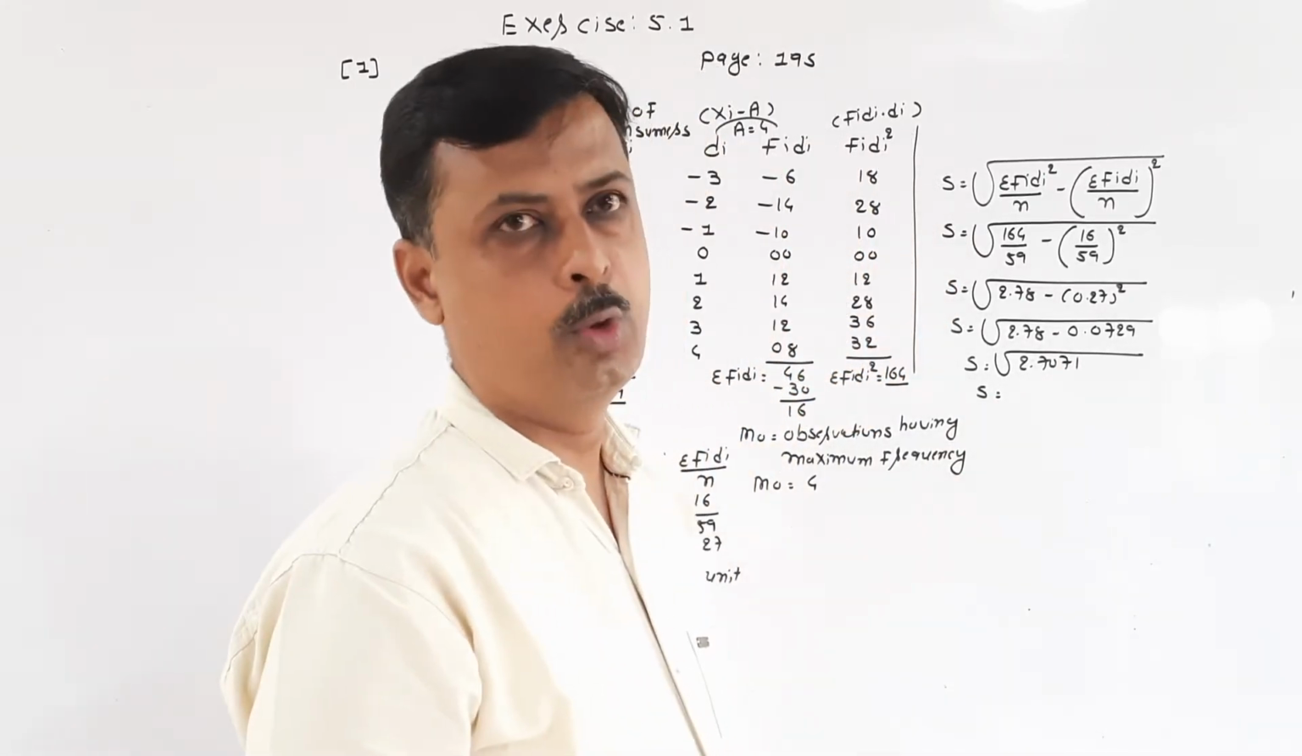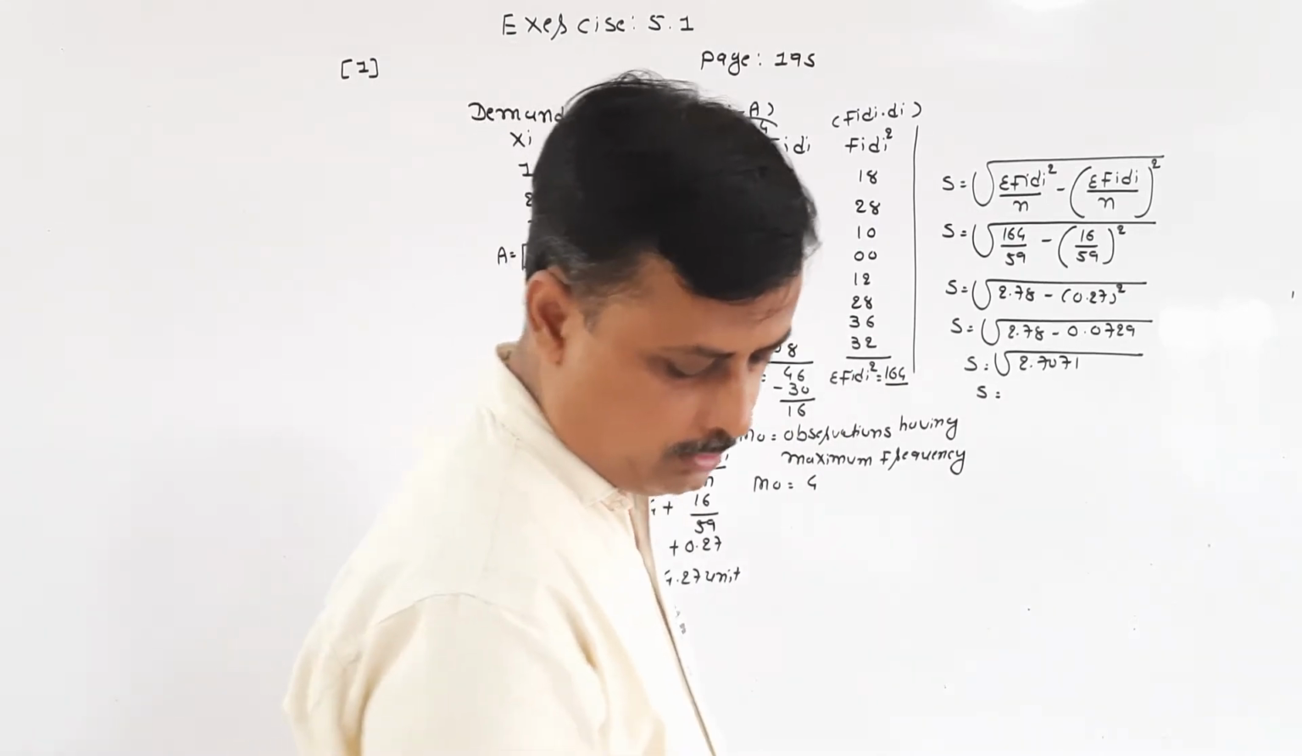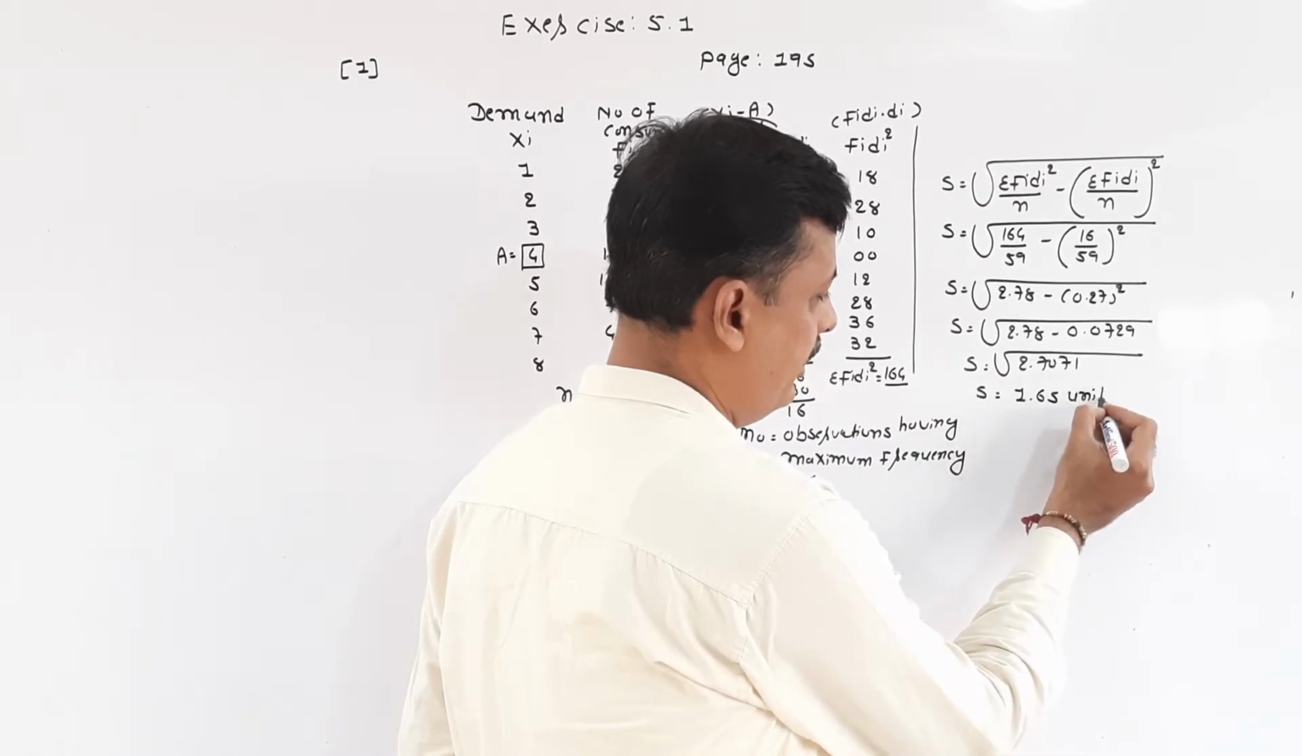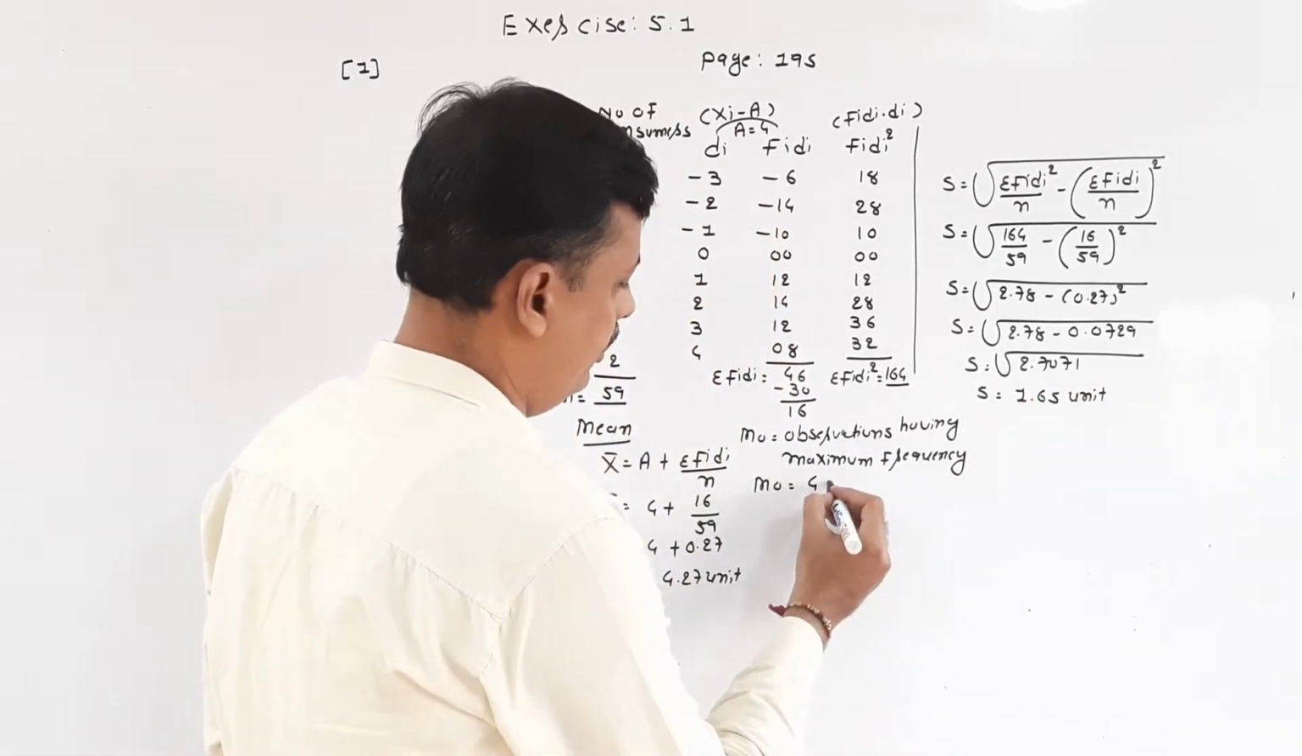Now root of 2.7071 is 1.65 units, or you can write pouches.